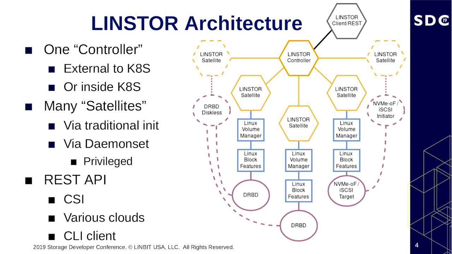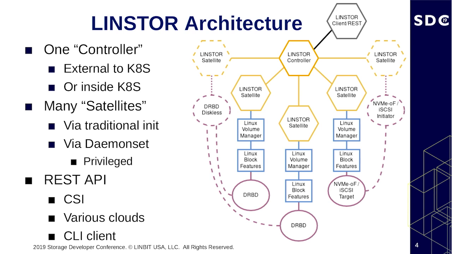That controller can be made highly available, but for the purposes of the architecture itself, we connect to a single controller. That is because that controller makes connections to many different satellites. A satellite is either a daemon, brought up by a traditional init process like sysvinit or systemd, or in this case, a daemon set in Kubernetes running on every one of the nodes. And what the satellites do is they actually orchestrate these commands to storage.